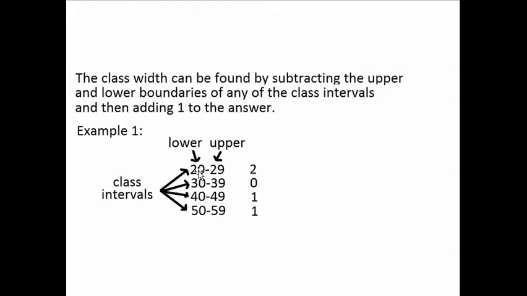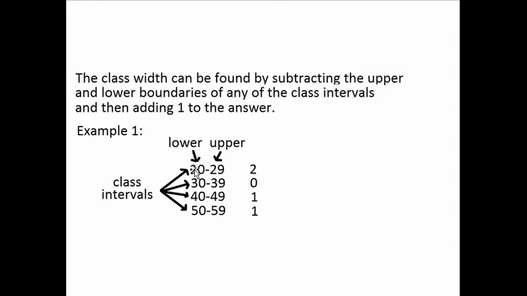Notice how each of these class intervals goes up by 9. So 20 goes up to 29, 30 goes up to 39, and 40 goes up to 49. Let's think about how many different numbers are covered inside each of these class intervals.